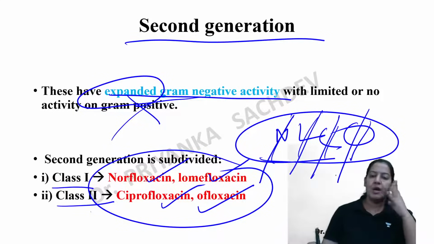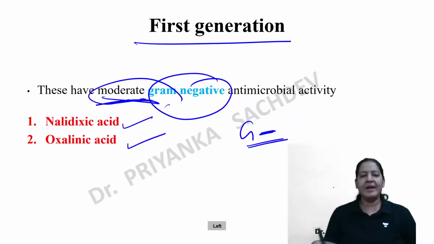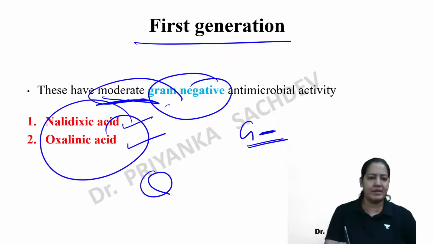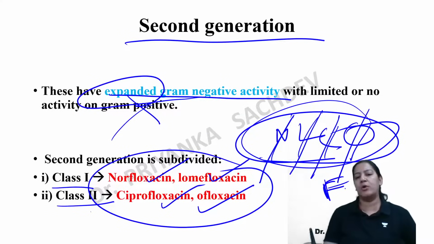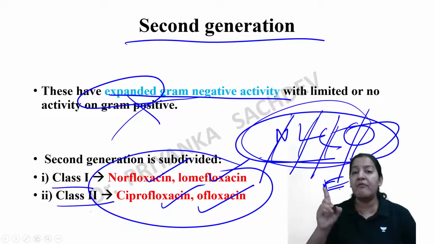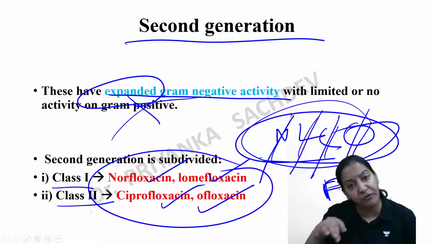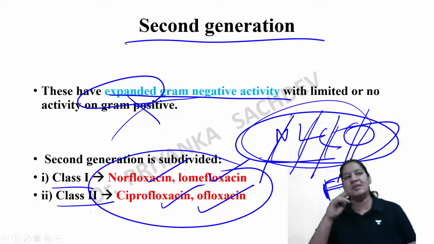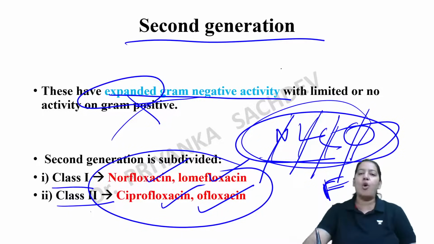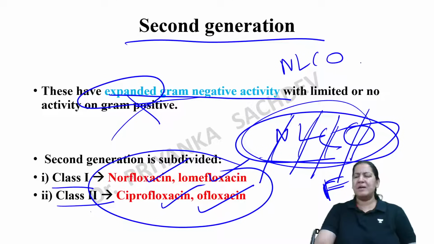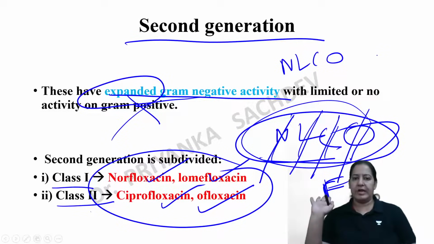So all of them are floxacin. Now we have added fluorine to them. Right? In the first generation, only quinolones were there. There is no fluorine. But in the second generation, we have added fluorine to the quinolones. That's why all of them are floxacin. Floxacin means fluorinated. They all are fluorinated. That is the second generation. So Norflox, Lomeflox, Ciproflox, Oflox: Nalco, NLCO. If you have some other better mnemonic, please write it down. I will tell everyone. So Nalco is the mnemonic, right?